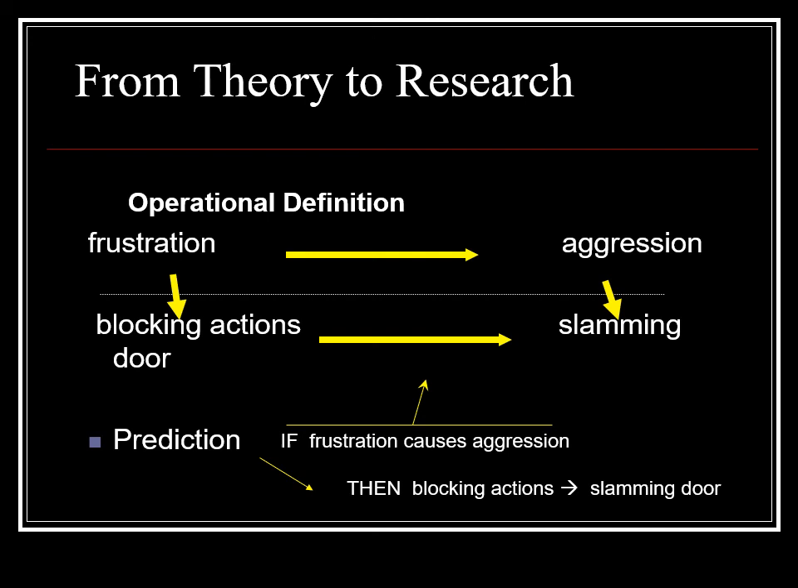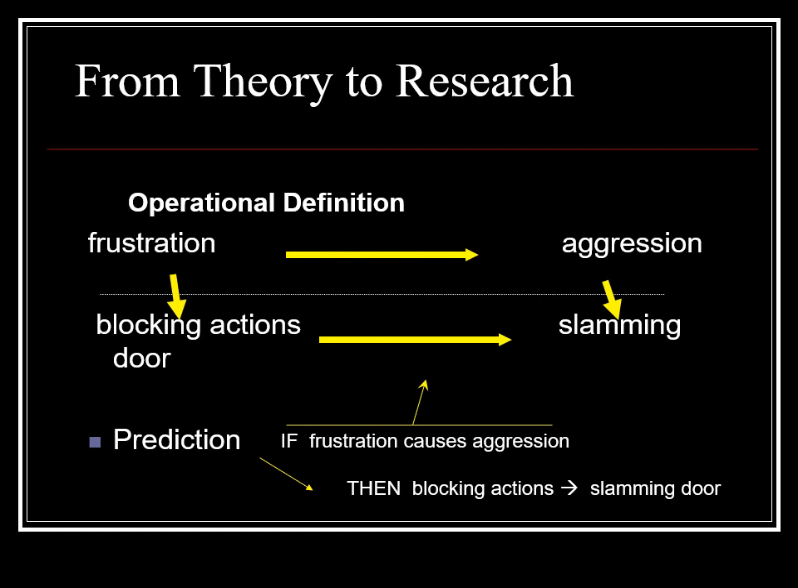If we notice that people in the blocking action condition closed the door much more loudly, in other words, they slammed it, we could start to say our operational definition of frustration and aggression is: frustration is being defined as our blocking actions, and aggression is being measured through the sound, or how loud they slammed the door. So our prediction is that if frustration causes aggression, then blocking action should result in louder closings of the door, louder slammings.